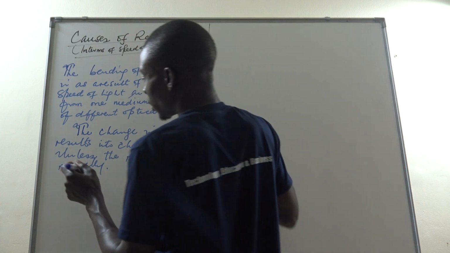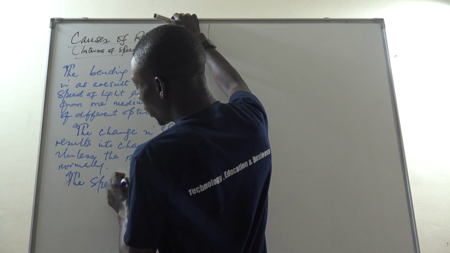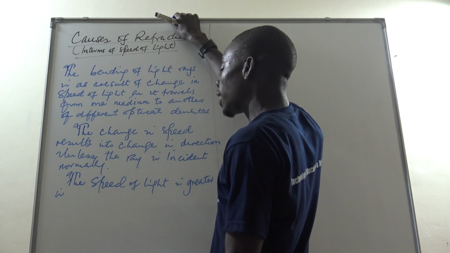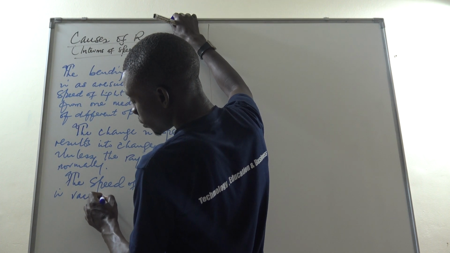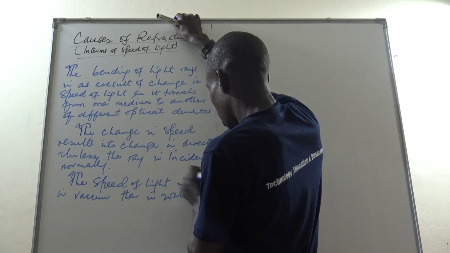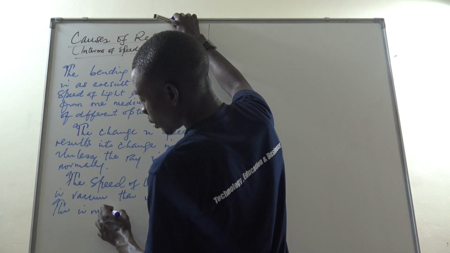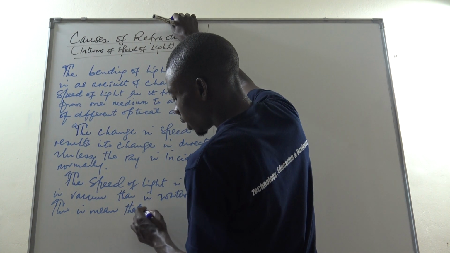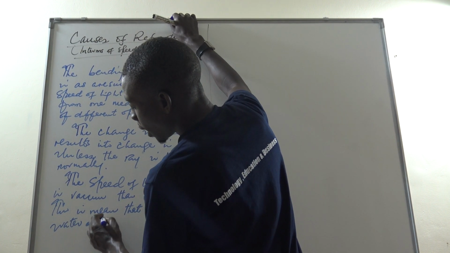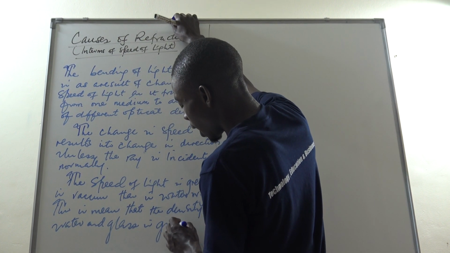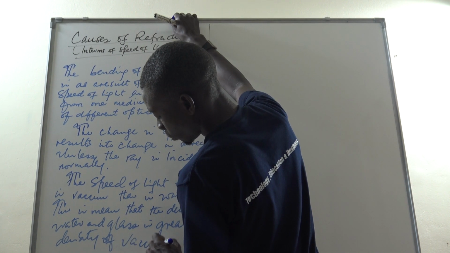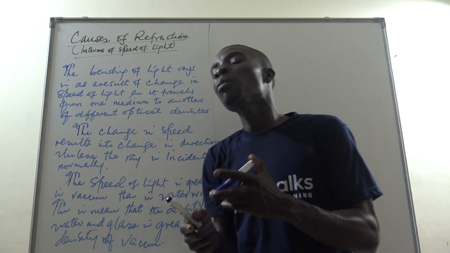And we can also say that the speed of light is greater in vacuum than in water or glass. And this is because the density of water and glass is greater than the density of vacuum. Okay?